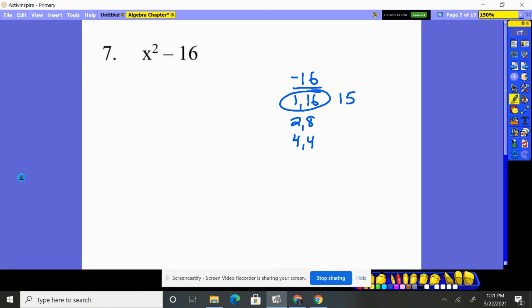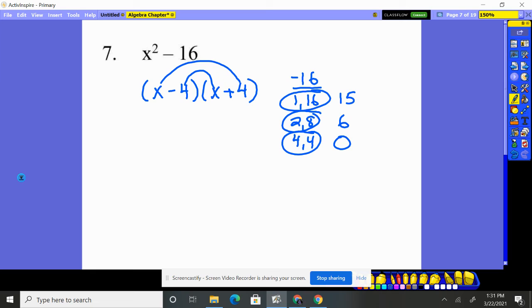I can create a plus 15x or a minus 15x. Difference here is 6. I can create a plus 6x or minus 6x. Difference here is 0. You don't end up with any x's, which is our case. So that tells me it's an x take away 4, x add a 4. And notice that when you do the inner and the outers, you would have negative 4x plus 4x, which goes away. That is called a difference of squares.